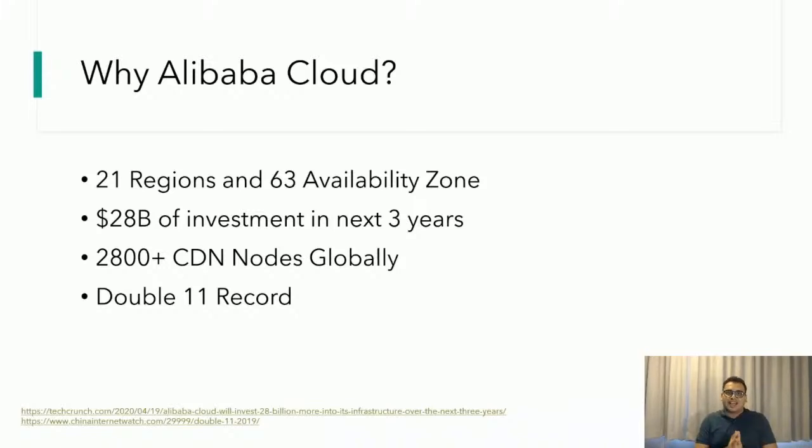It is something like, you can say, the Black Friday or Cyber Monday from the West world. The Double 11 happened in China, and this is itself a record of $35+ billion of sales in 24 hours. The reference link is in the presentation, so you can read the case study.